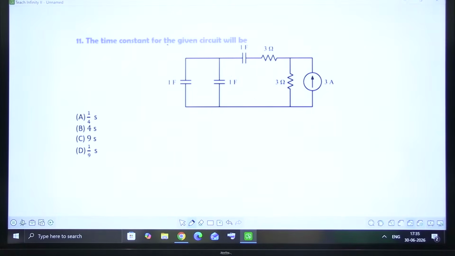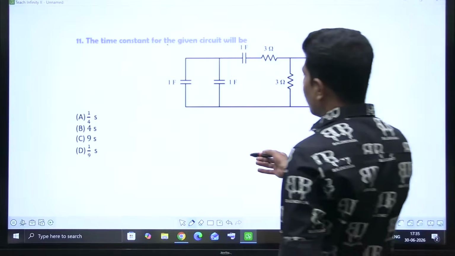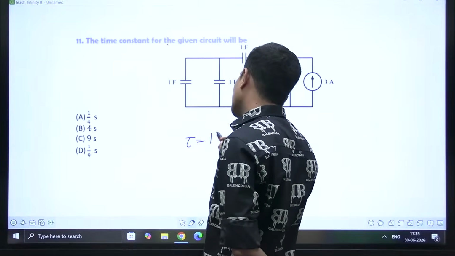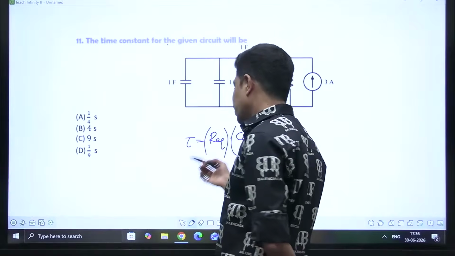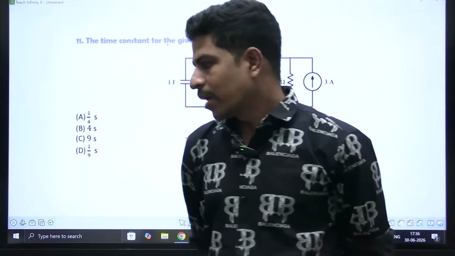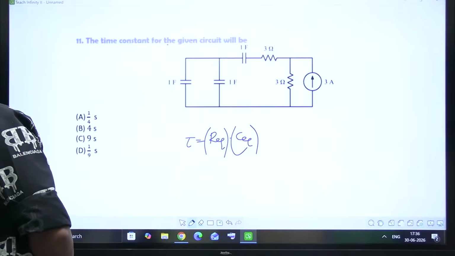Just now I told you how to find the time constant. Now what is the time constant of an RC network? For an RC network, tau is equal to R equivalent into C equivalent. Okay, do this and let me know the value. I told you how to find R equivalent and C equivalent. One minute is the time I'm giving. Do it. All of you should do it.